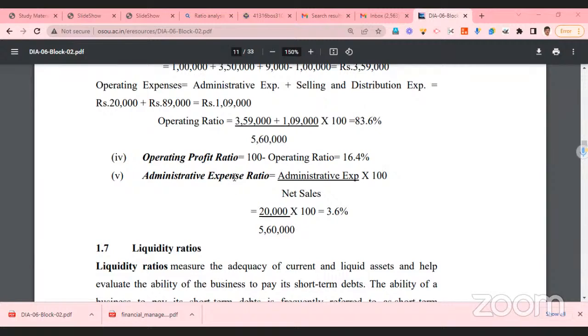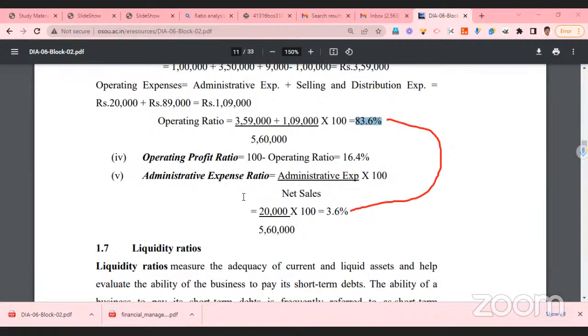The administrative expenses ratio is administrative expenses divided by net sales into 100. So you can use the formula: 20,000 administrative expenses divided by 5,60,000 net sales into 100 gives 3.6%. So out of total expenses of 83.6%, one item, administrative expenses, is 3.6%.